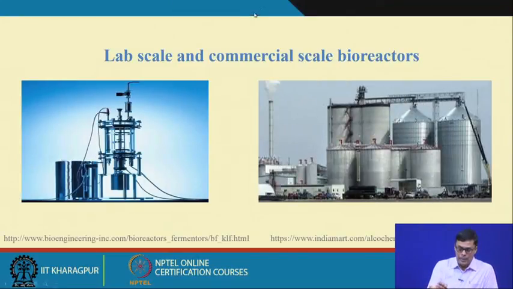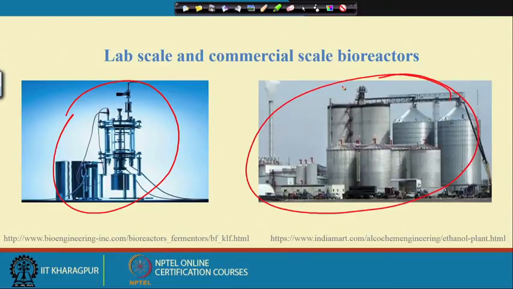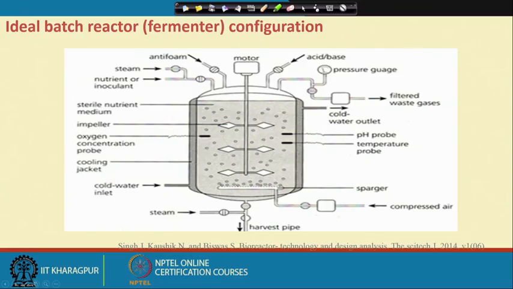Now this is the lab scale, and this is the commercial scale operation, how it looks. Now this is the reactor, how it looks. In the reactor you can see so many things. We have the agitator, and we have the steam for sterilization purposes. This is the harvesting line, from which we can take the product out after the fermentation is over. The pH probe and temperature probe can be inserted. Here is the dissolved oxygen probe that is inserted.